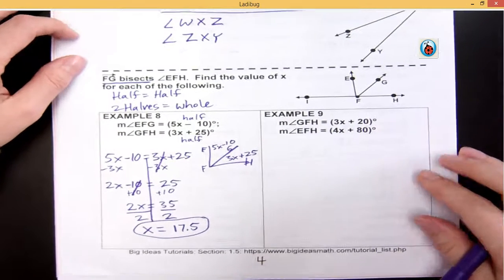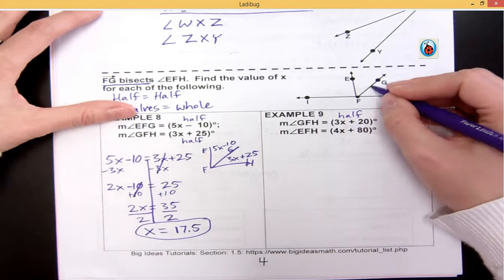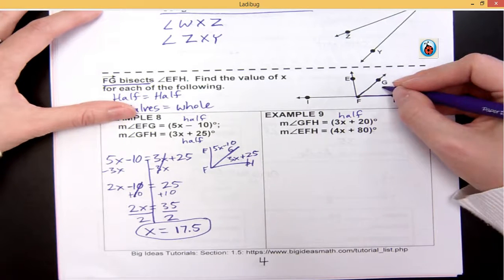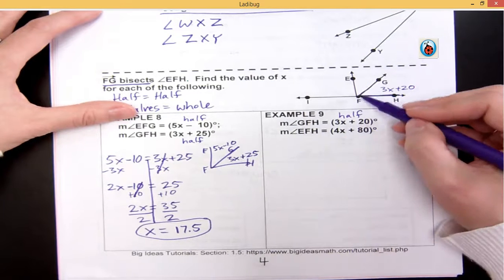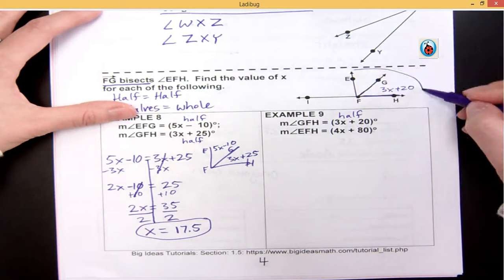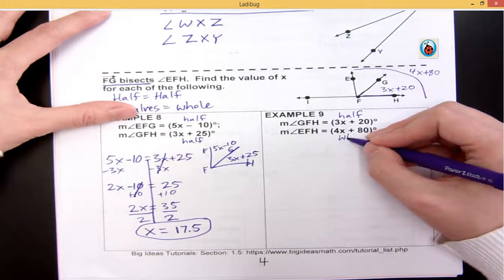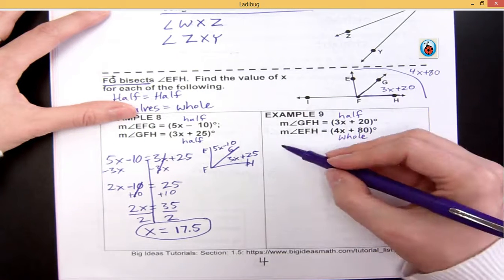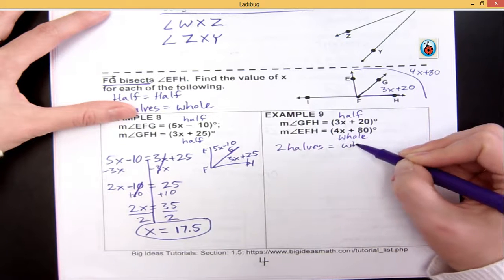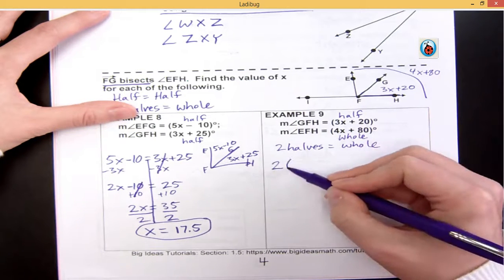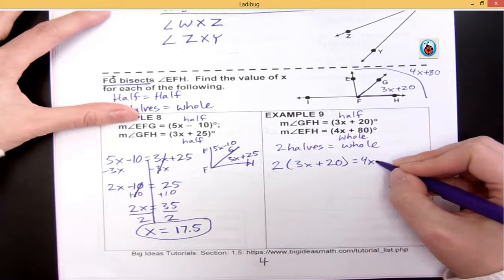Alright, my next one I check GFH, that's half again, right here. And so I can go ahead and label 3x plus 20. And then EFH, that's actually my whole thing. My EFH is 4x plus 80. And so here I have to do two halves equals the whole. So I do two of my 3x plus 20 equals 4x plus 80.